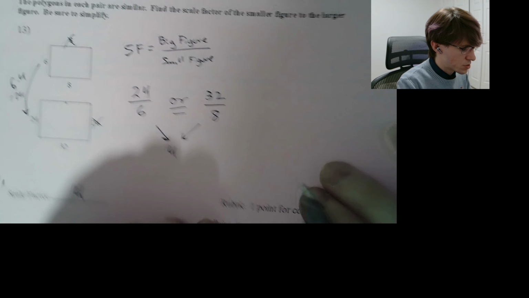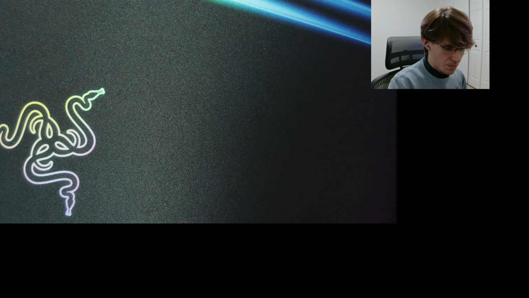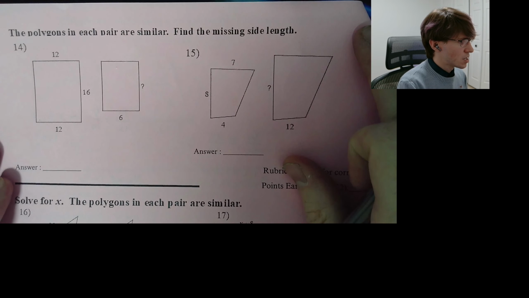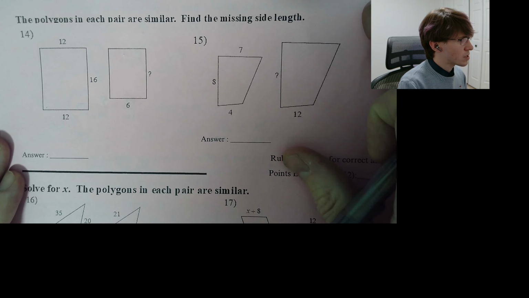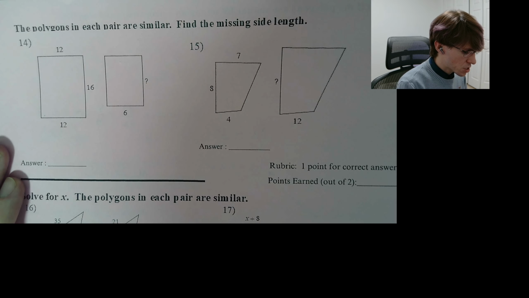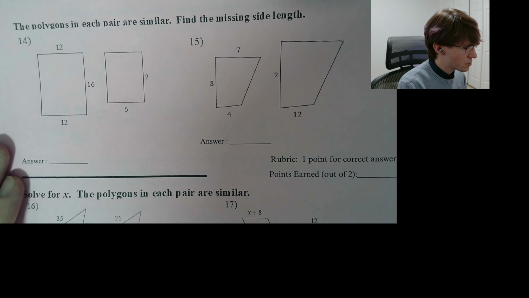All right, moving on to this next question. We're going on to question number 14. So question number 14 there, state if the polygons in each pair are similar, find the missing side length. So in these questions, my recommendation is actually not to use the scale factor method, although you can.